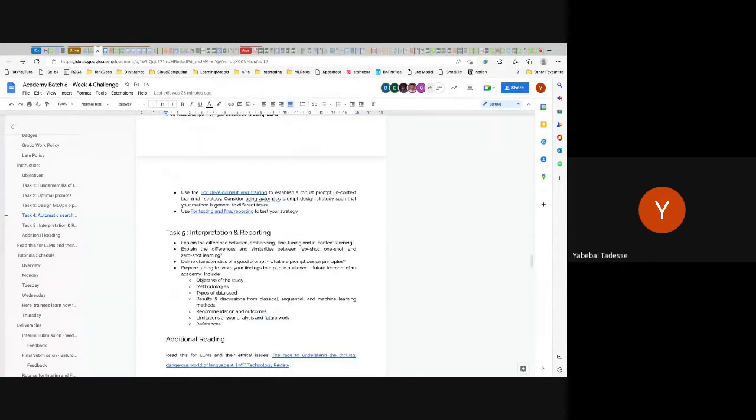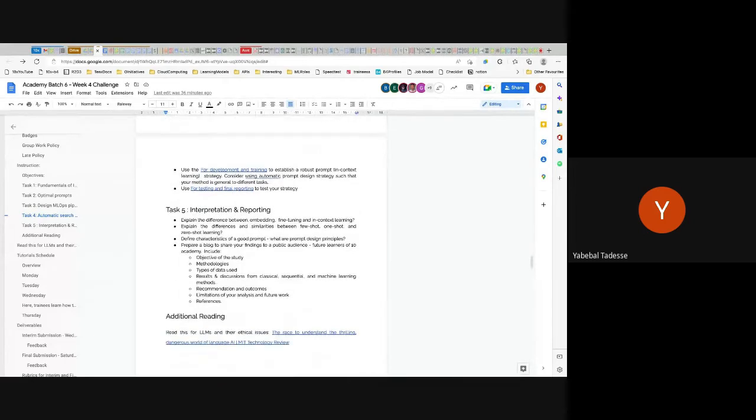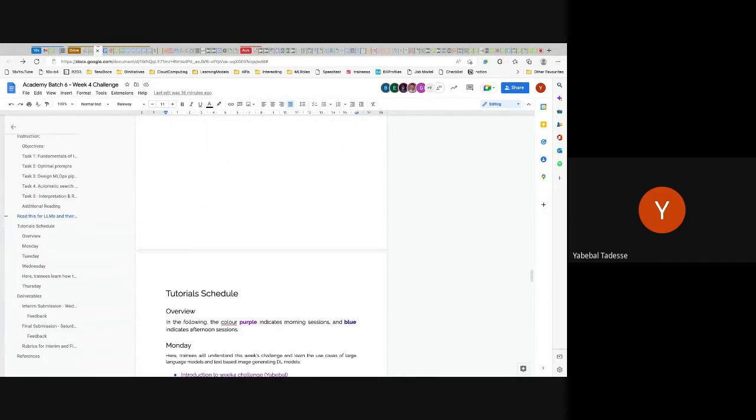What you will find depends on your techniques. So basically, you'll be able to report that. And then additional reading is more on ethics, because a lot of these things are trained on the internet. Representation is an issue, and I invite you to read at least one blog on the ethics of large language models. There's a lot of controversy.